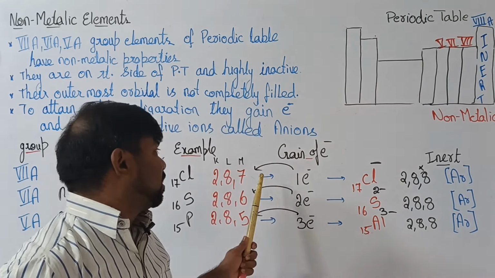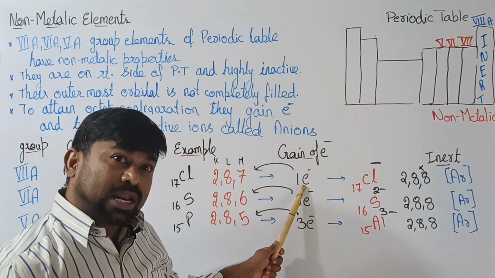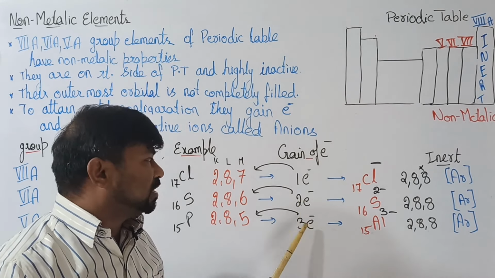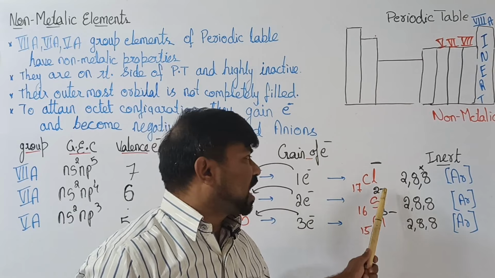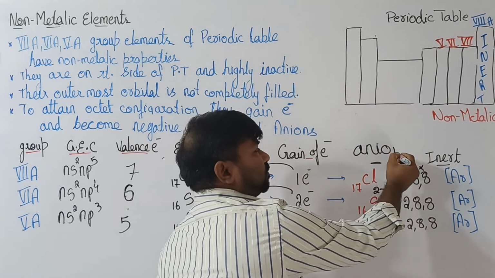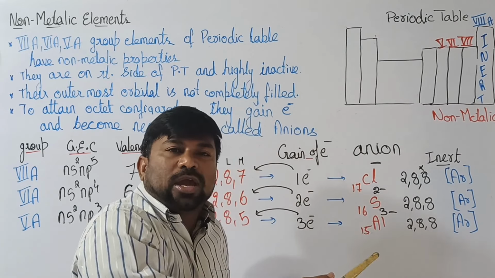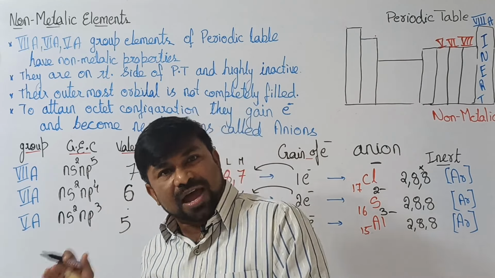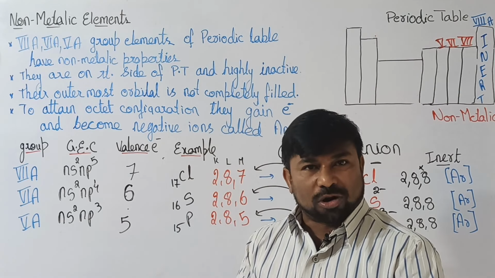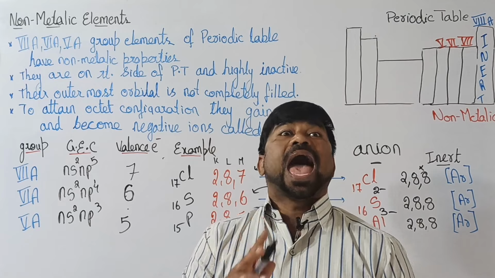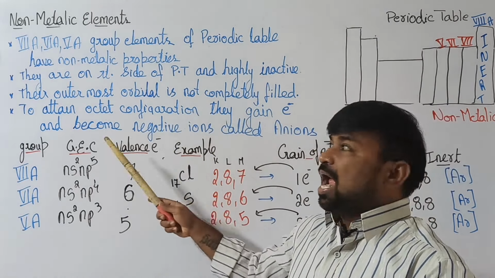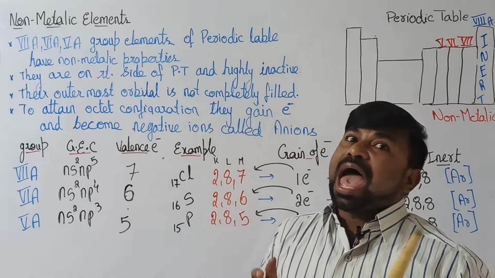But all the 7A group elements will gain 1 electron, 6A group elements will gain 2 electrons, and 5A group elements will gain 3 electrons. All these are negative ions, therefore we call them anions. Right. In this way, all the 7A, 6A, 5A group elements are gaining 1, 2, 3 electrons respectively and becoming anions. To reach the 18 octet configuration, they gain electrons and become negative ions called anions.